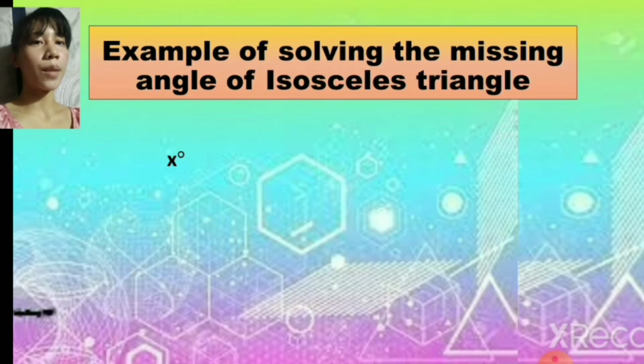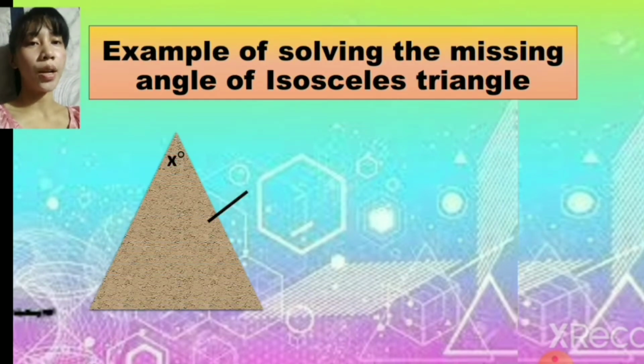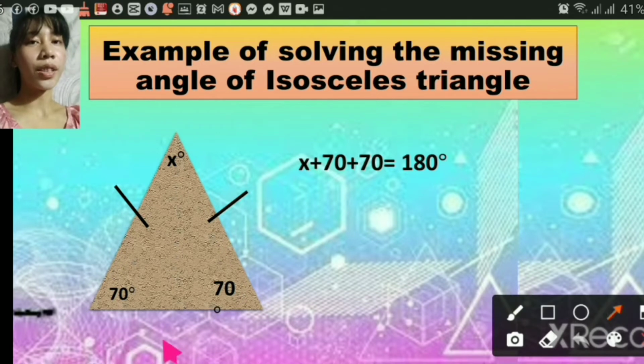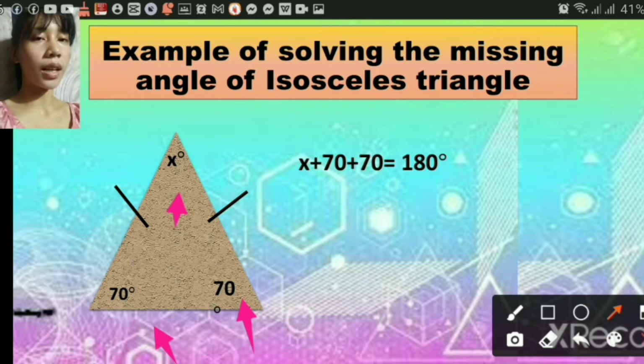So here is an example of solving for the missing angle of an isosceles triangle. First one, we have the given angle, 70 degrees, and x. So how are you going to find the x? The missing angle, which is this. That is the missing angle. So we are going to find that angle.